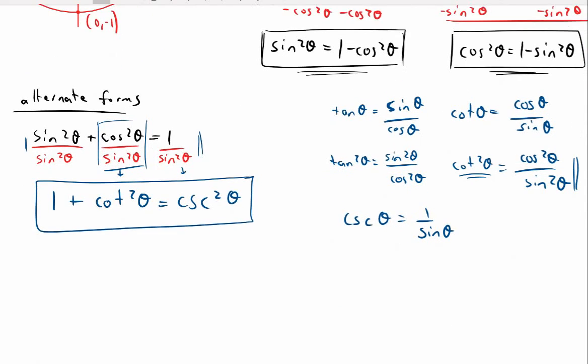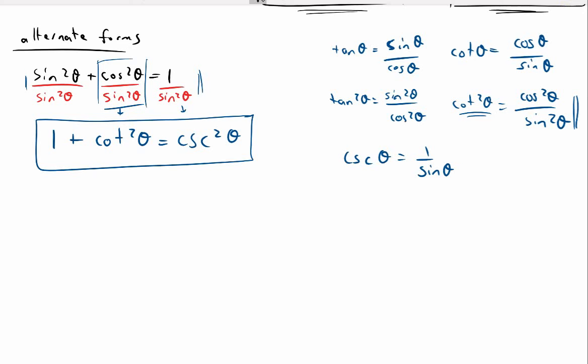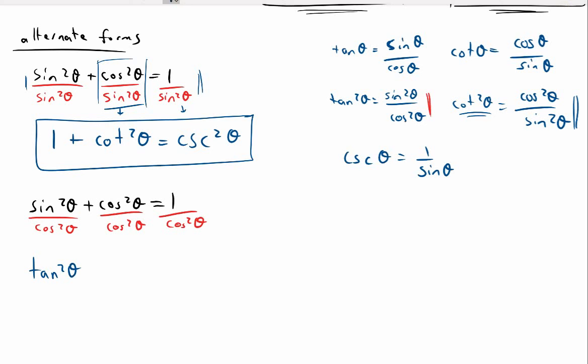There's one more alternate form we want to look at real quick. That last one comes if we take the original, sine squared plus cosine squared equals 1, and instead of dividing by sine squared, this time we'll divide by cosine squared all the way across the equation, and we'll see something very similar happen. So we have sine squared over cosine squared. Hopefully I recognize that right there. Sine squared over cosine squared is tangent squared.